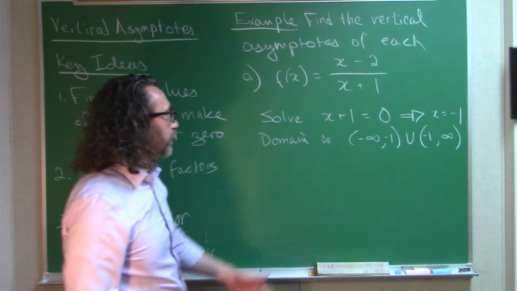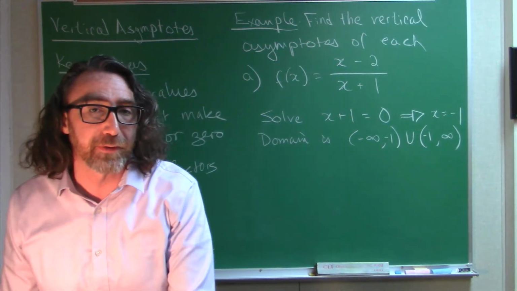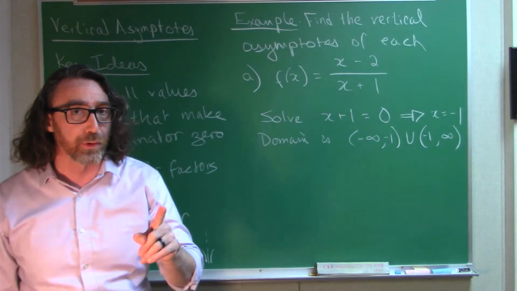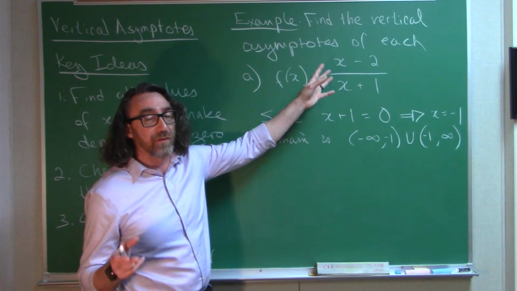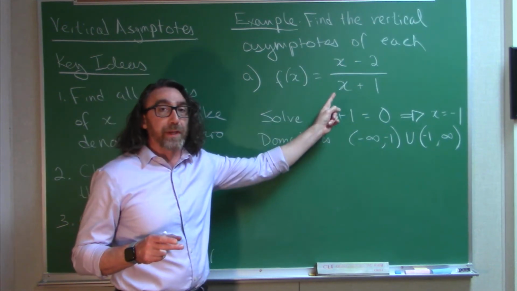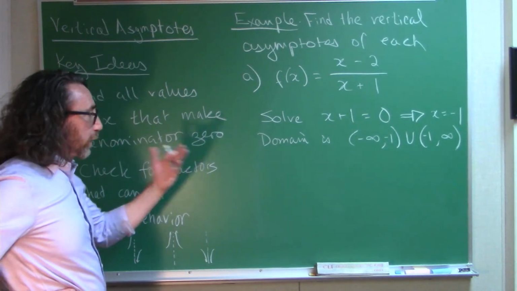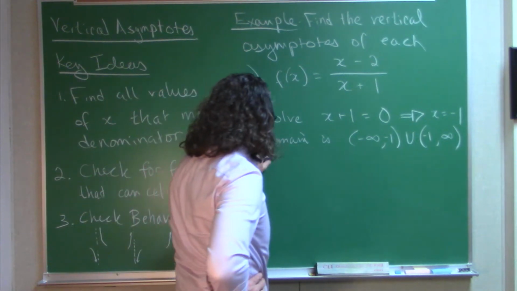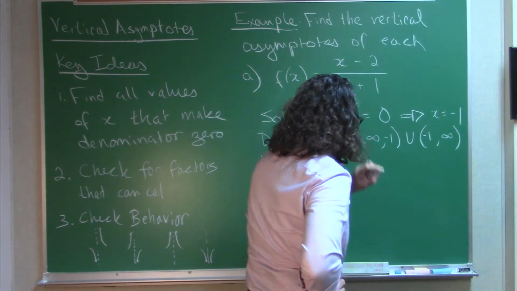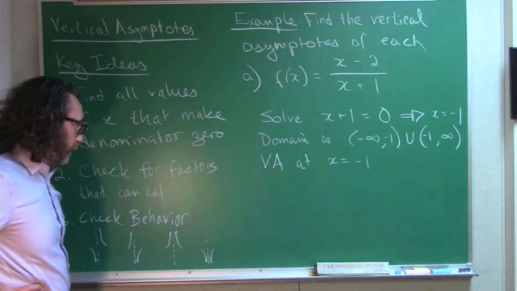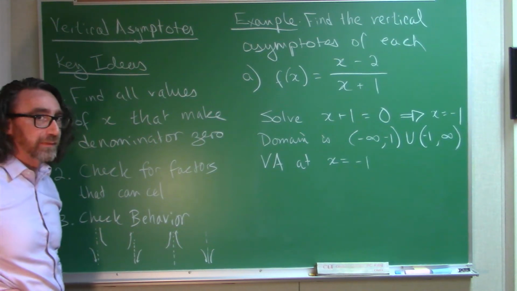Now, there's not going to be any cancellation with the top and the bottom. Remember, you can only cancel common factors. You cannot cancel terms. So you can't cancel out the x's here. X isn't a factor of the denominator. It's a term in the denominator. Okay, so we are going to have a vertical asymptote at x equals -1.